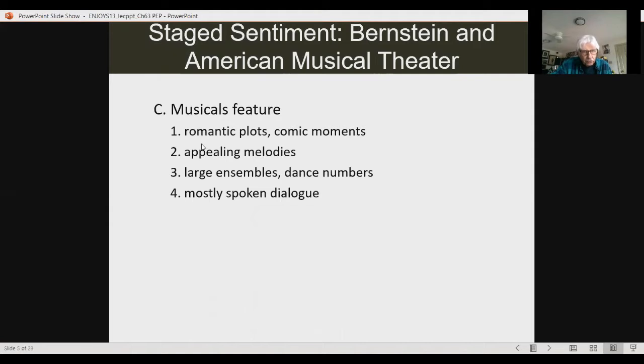Musicals feature romantic plots, comic moments, appealing melodies, large ensembles, dance numbers, mostly spoken dialogue.